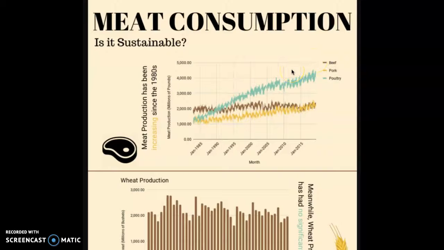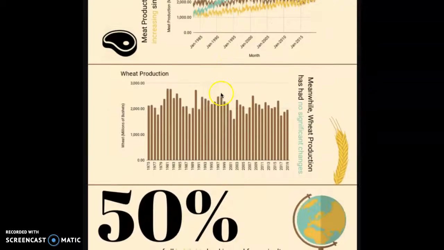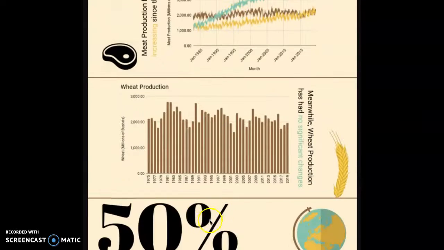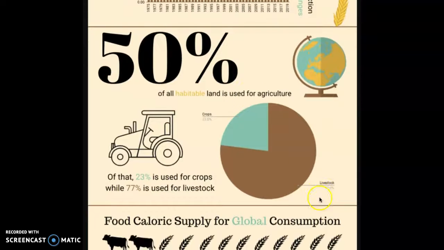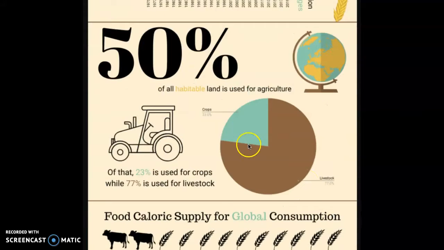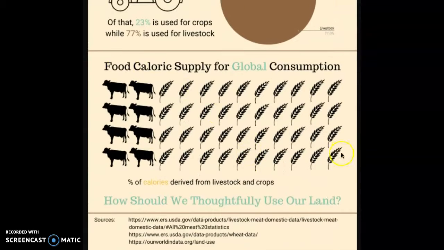Here is my infographic on meat consumption and whether or not it is sustainable. To begin, I chose to orient topics near each other to use proximity, so all the related topics are next to each other. For example, I have all of the production graphs next to each other, these two, and then this whole section right here is talking about land use. Both of these talk about land use, and then the separate part talks about calorie supply.